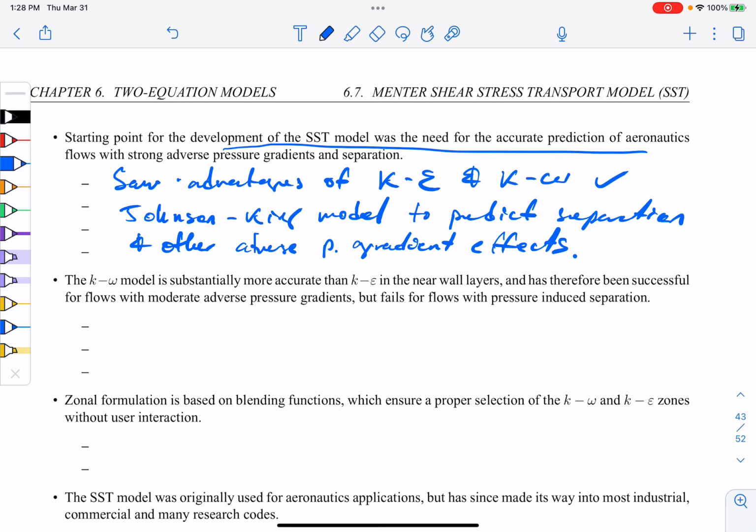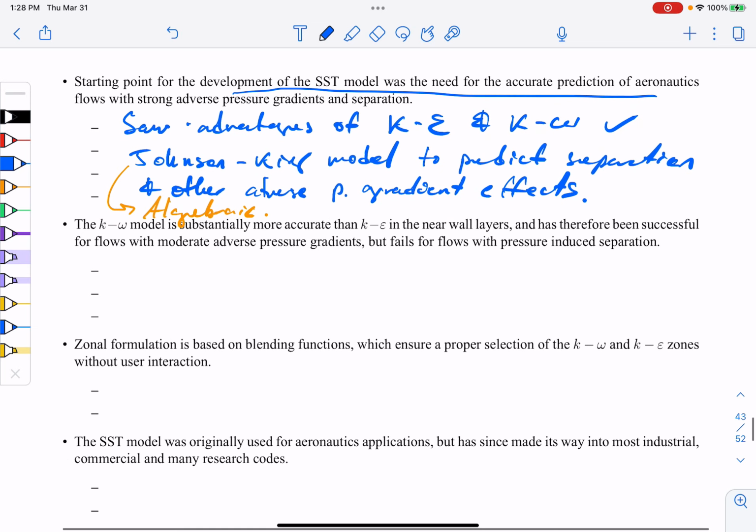But the problem is this Johnson-King model is, of course, algebraic. And it needed to be updated in the framework of a general Reynolds stress model for unstructured grids. As I noted already, K omega is more accurate than K epsilon near the walls, and people like to use that for near the wall resolving, but unfortunately it fails. Both models are really failing for pressure-induced separation.